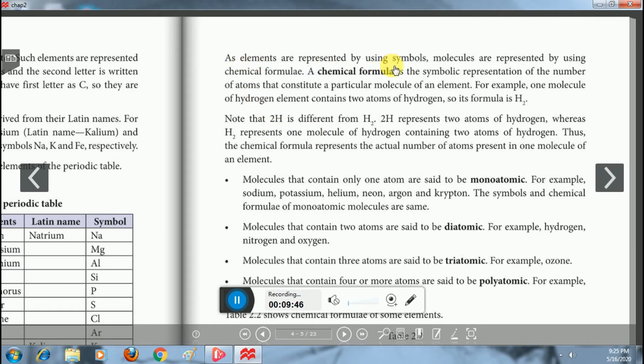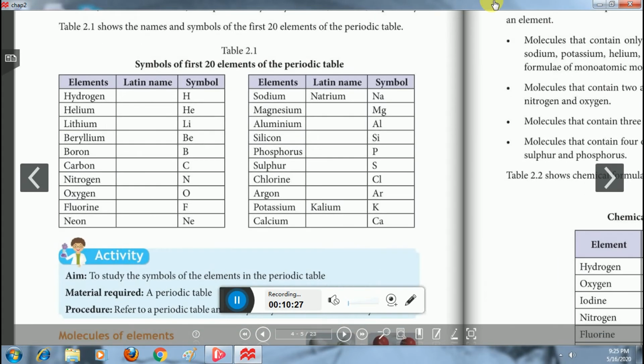As elements are represented by using symbols, as we have learned, molecules are represented by chemical formulas. So the short representation or abbreviation of an element is known as a symbol, and the short or symbolic representation of a molecule is known as a chemical formula. This is the definition. A chemical formula is a symbolic representation of the number of atoms that constitute a particular molecule of an element. For example, one molecule of hydrogen contains two atoms of hydrogen, so its formula is H2.